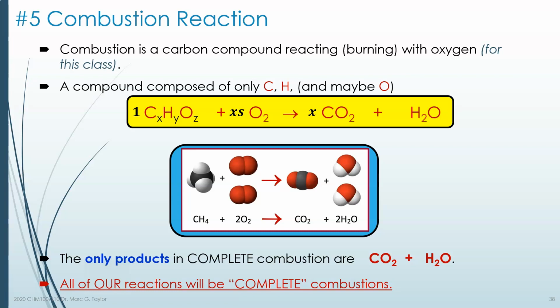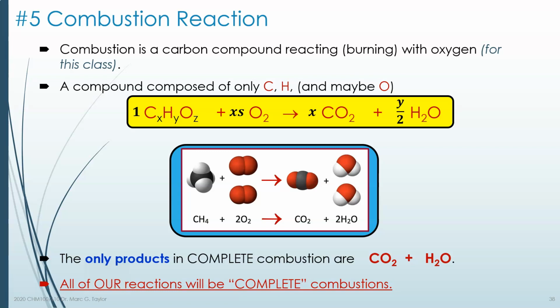Meanwhile, we have Y hydrogens in our starting molecule. And remember, each water formed needs 2 hydrogens. So whatever the Y is, we just divide it by 2, and that tells us how many waters we have. Look at the example, CH4. We have 1 carbon, so we make 1 CO2. We have 4 hydrogens, so we make 4 divided by 2, or 2 waters. And this is how we're going to balance the equations.